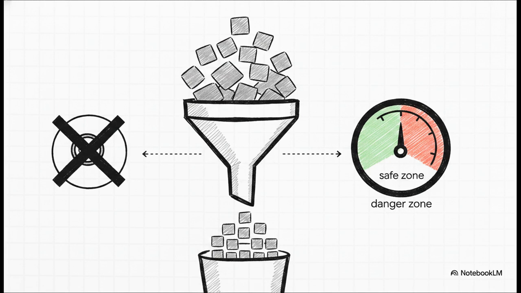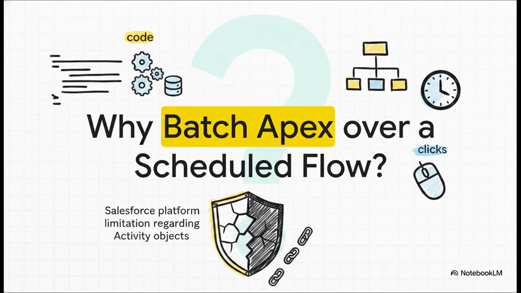Plus, our architecture strictly enforces 0 SOQL queries inside execution loops and exactly 1 DML statement per note creation, period. No matter how many notes a rep creates, the database cost is completely locked down. Now, in a world of clicks, not code, you might actually be wondering, why choose Batch Apex over a scheduled flow here? The answer comes down to a really hard Salesforce platform limitation regarding activity objects.